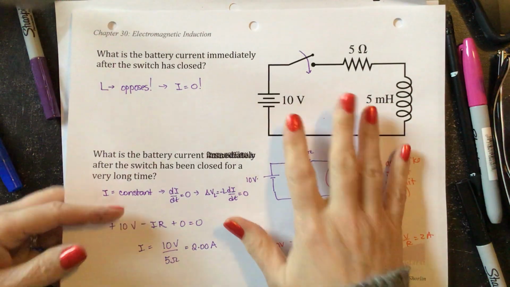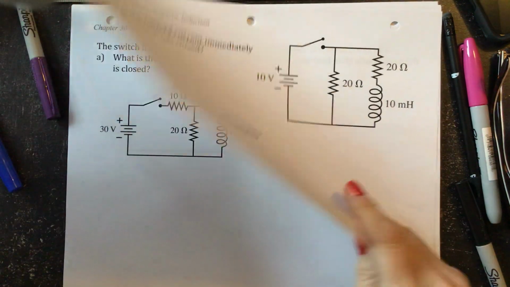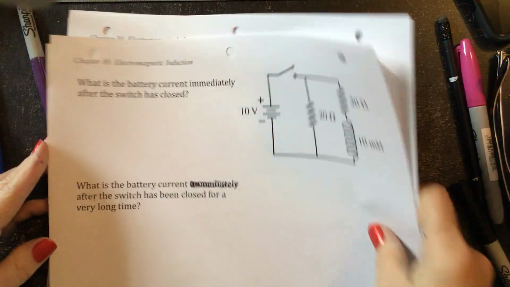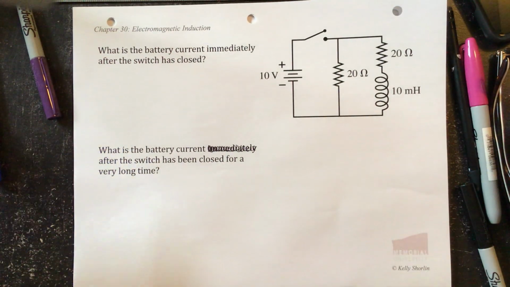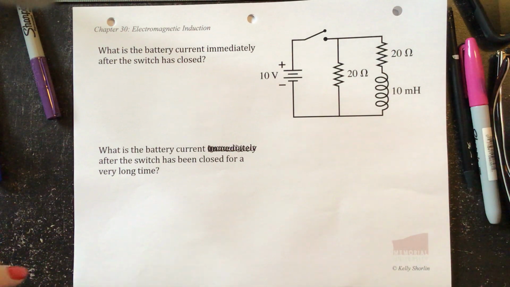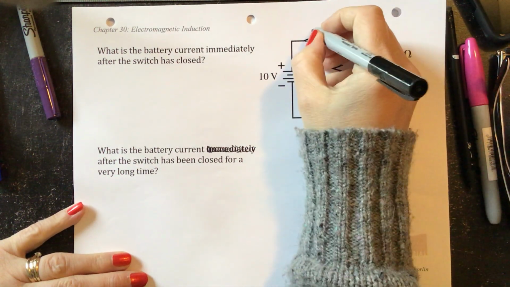Okay, let's do another similar example, but let's just ramp it up a notch. We'll ask the same question. What is the current immediately after the switch is closed and a long time after the switch is closed? So at t equals 0, we close the switch. So that closes at t equals 0.